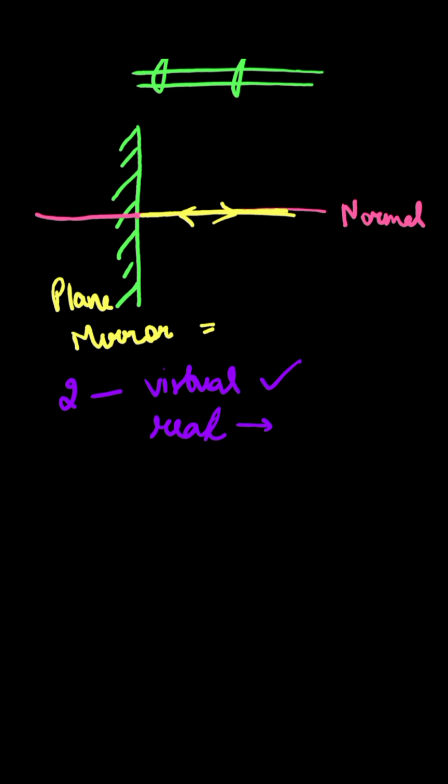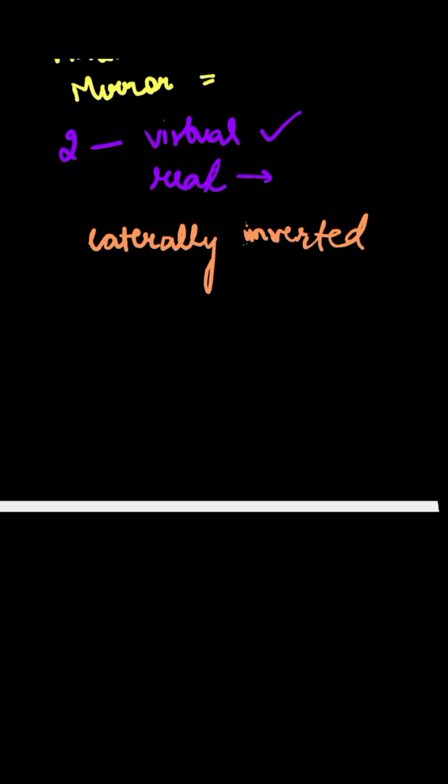And the third property is that the image is the same size. You appear to be the same size in the regular mirror that we mostly use in our day-to-day life, that is, the image is formed of the same size as the object. And the fourth property is the image is as far behind the mirror as the object is in front.